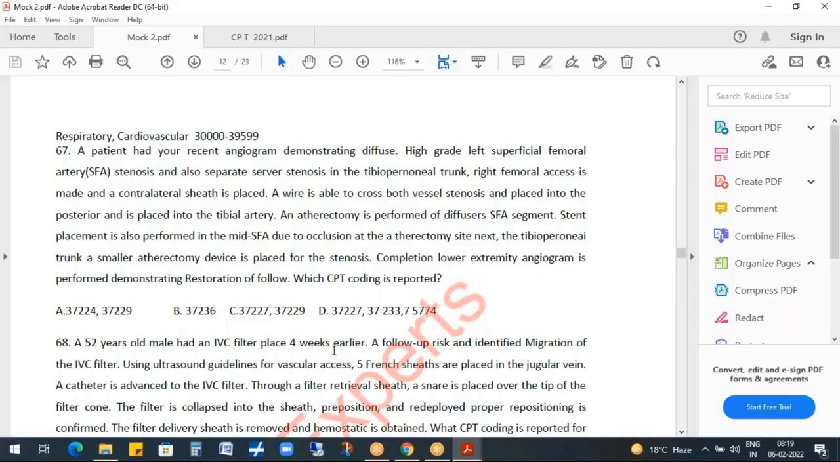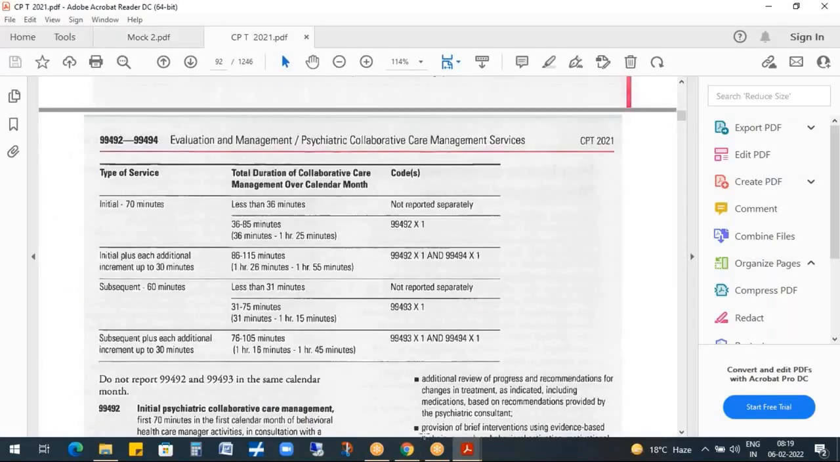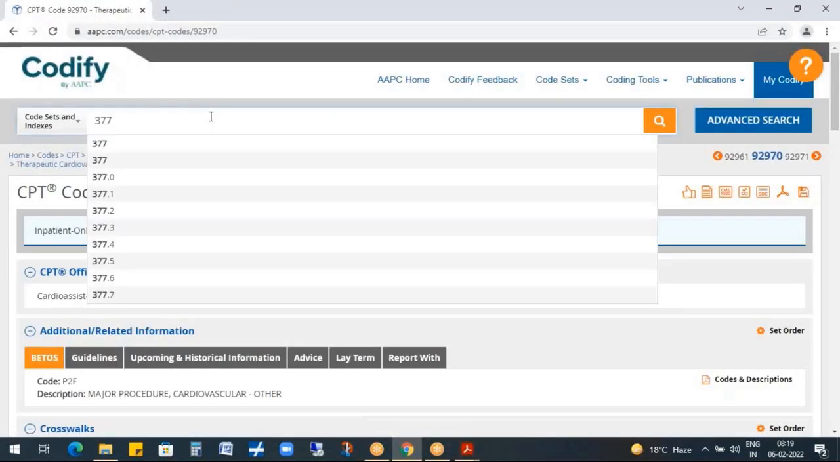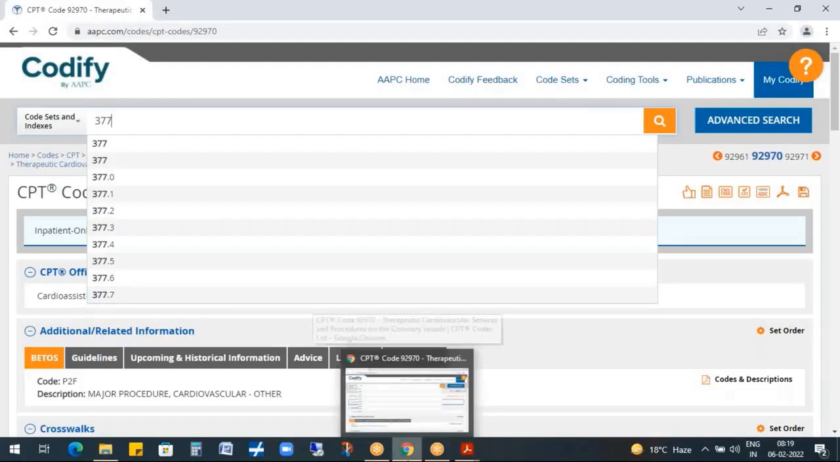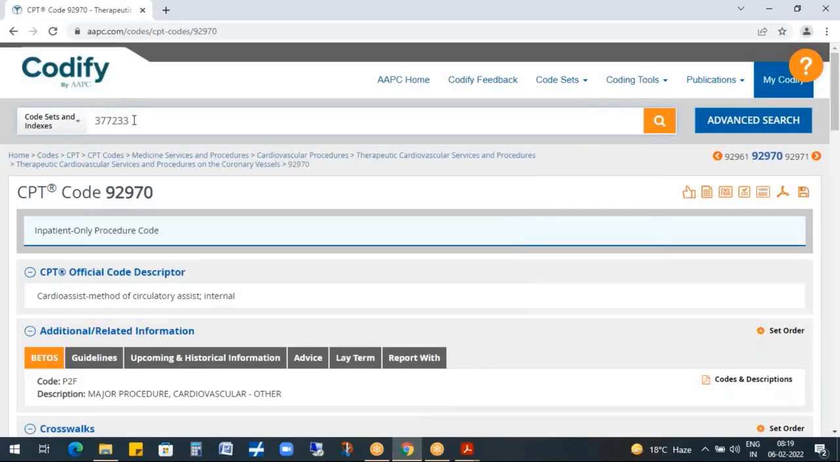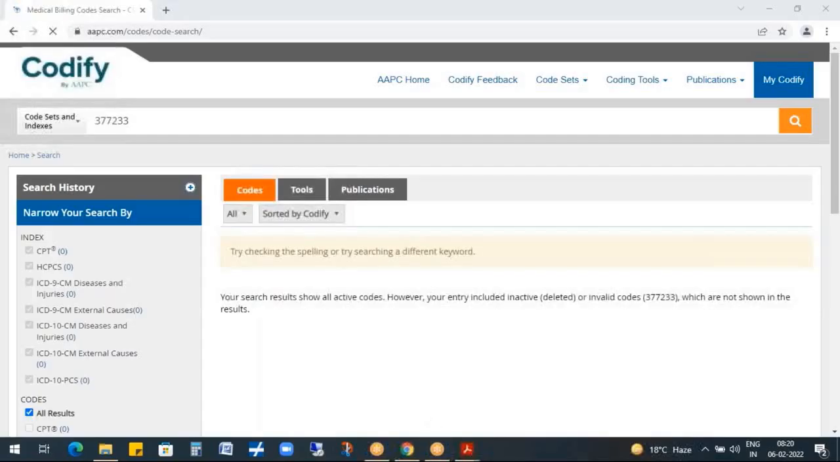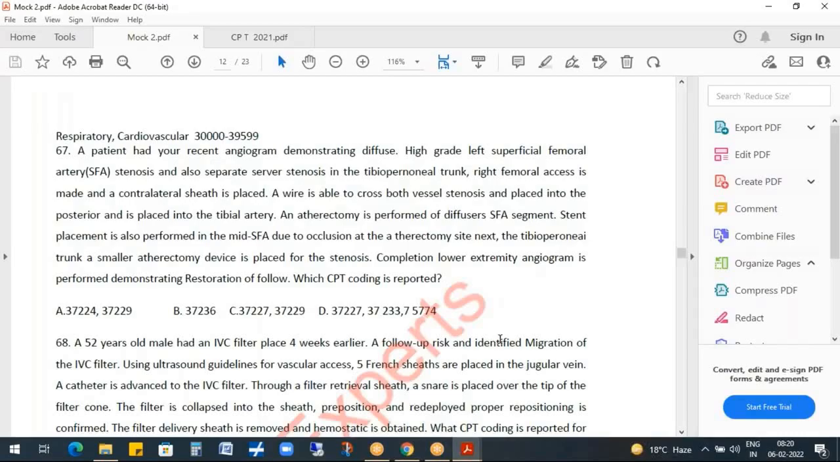Sir, what is the difference between 37229 and 37233, sir? Both are the same codes. How can both be the same codes? Definitely there will be some difference. Same code description, sir. 37233 is an add-on code. Add-on code means two more vessels, that means the same procedure is repeated in two vessels. Then you need to use that add-on code. Understood what I am saying? The same procedure must be repeated in one more vessel.